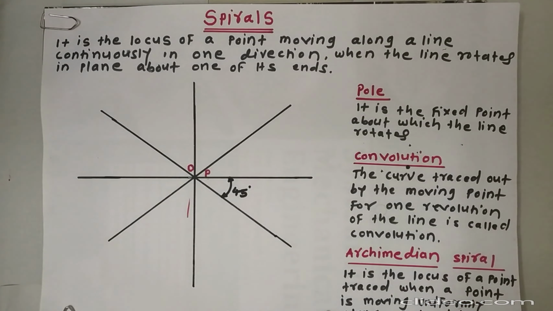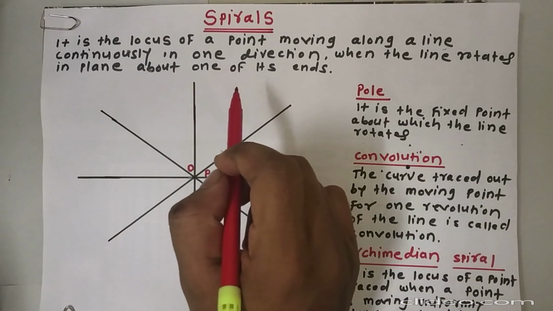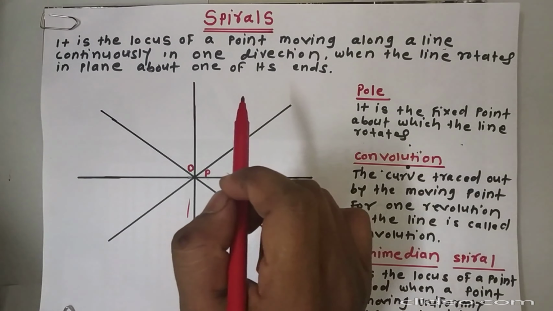In this lecture, we are going to study what is the meaning of spiral and what is the meaning of Archimedean spiral. Okay, let's begin with the spiral. Before explaining this definition, I would like to give you a demonstration about the spiral.